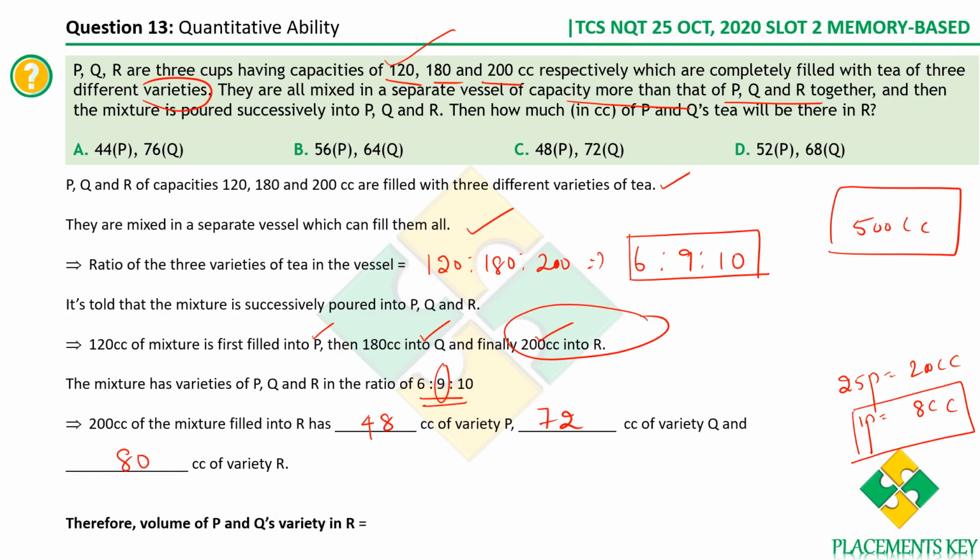Therefore, the volume of P and Q varieties is how much? 48 and 72. 48 is P's and 72 is of Q variety. Is that clear? Finally, the 200 cc also has the P, Q and R in the ratio of 6 is to 9 is to 10. Therefore, we are just individually finding the values of variety P and variety Q. That's it. So 48 and 72, which is it? It is option C.